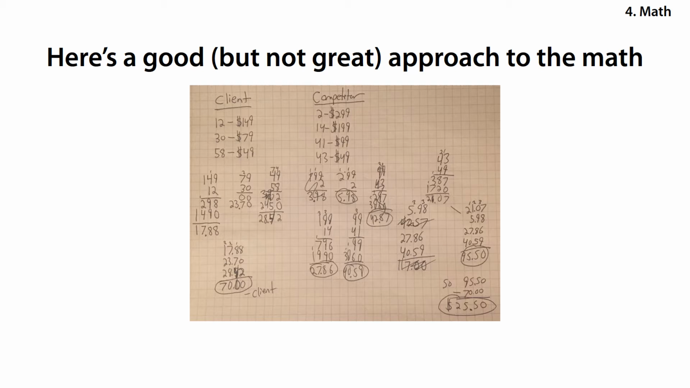27.86 plus 40.59. So that's 2130, carry the 3 up there. 12, 25. Put the 5, carry the 2, 3, 8, 15, 5, put the 1 back, 3, 5. All right, so 95.50. So the average revenue per user for the competitor is 95.50, our client's is 70, so I just subtract and I get $25.50 as the increase in average revenue per user.